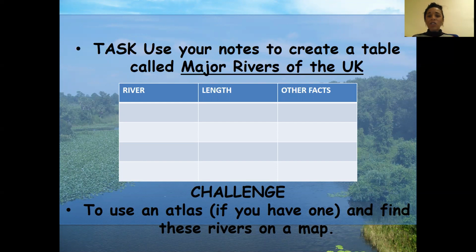So your aim is to use your notes to create a table. Remember, when we're drawing a table, we need to make sure that we use a ruler and a pencil so that we have a fabulous looking smart table. Now the challenge is to use an atlas if you have one at home and see if you can find these rivers on a map. Enjoy.